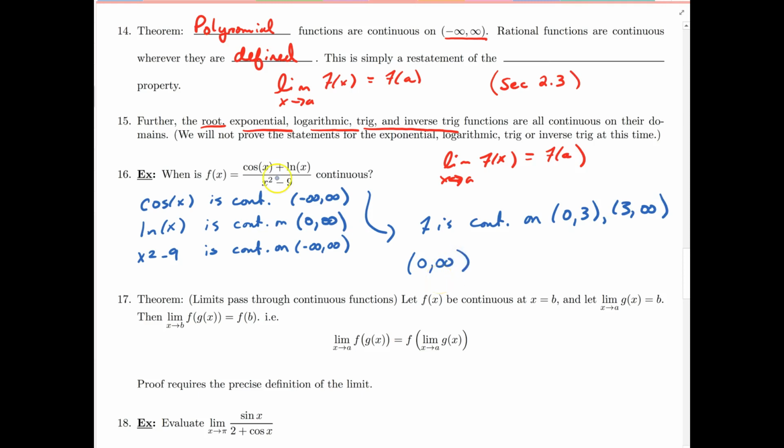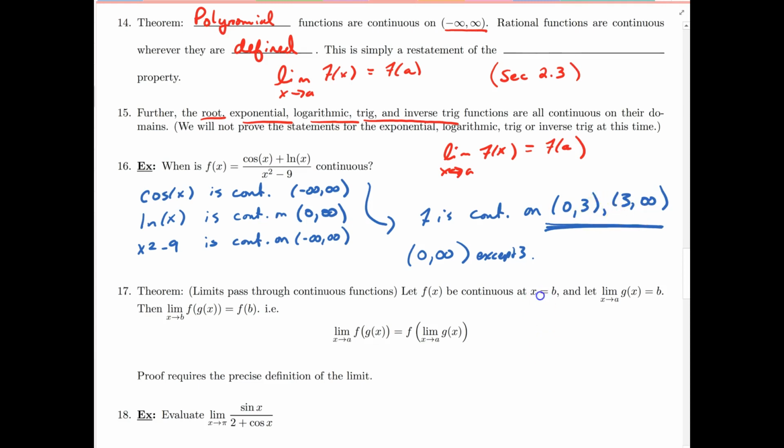But what? Well, because in combining these functions together to create f of x, we introduce division, we've got to make sure that the denominator is non-zero. It won't be continuous where the denominator is 0, so we have to pluck out the 3, which is how we end up with this answer here. Don't worry about this for right now. We'll talk about this in class, but notice that I separated the two intervals with a comma.